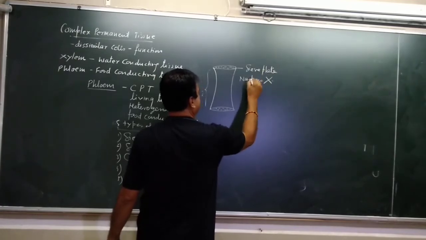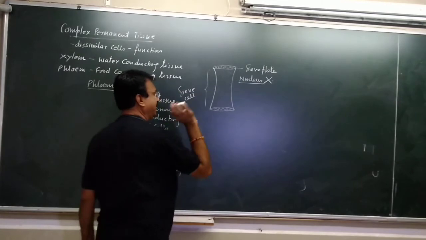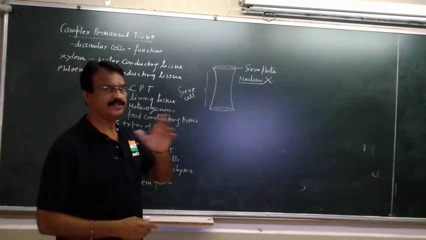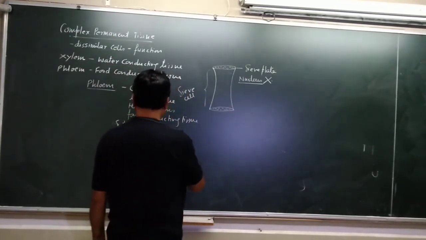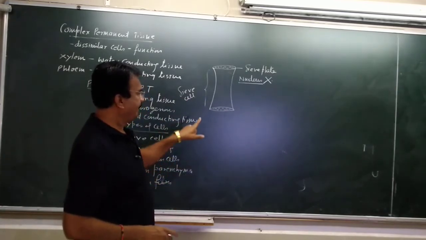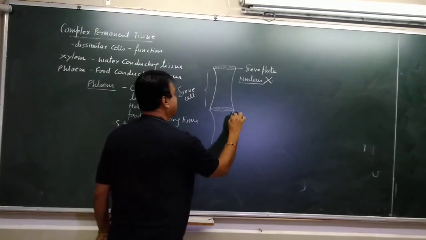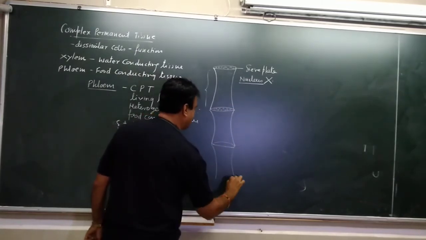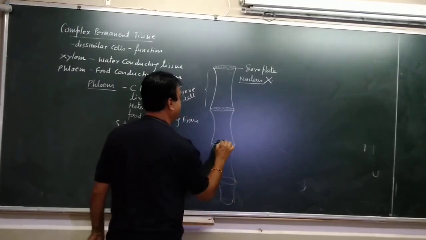Nucleus is absent. Only cytoplasm is there, nucleus is absent. This is the only cell in the plant where nucleus is absent. So in phloem, one component is sieve cell. When the sieve cells are connected to each other, this is another cell. This is third sieve cell. This is fourth sieve cell.